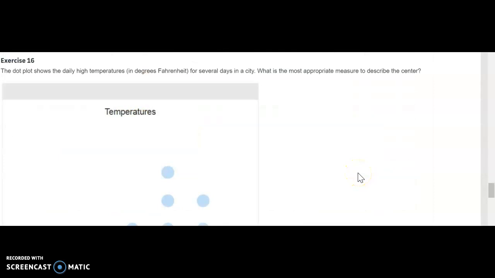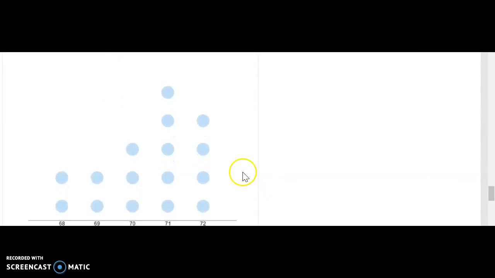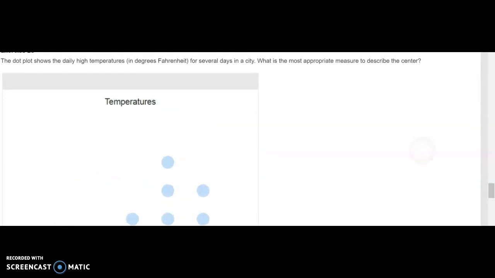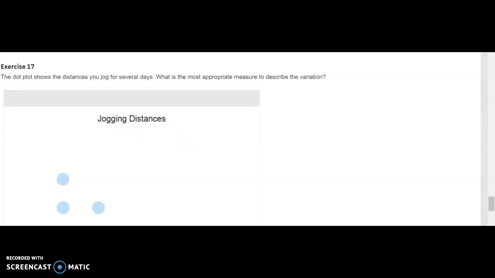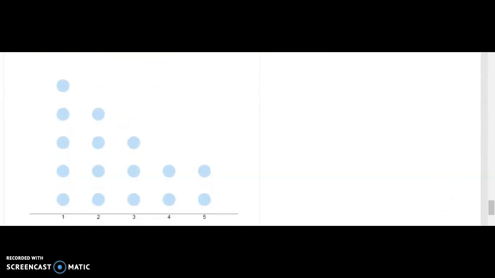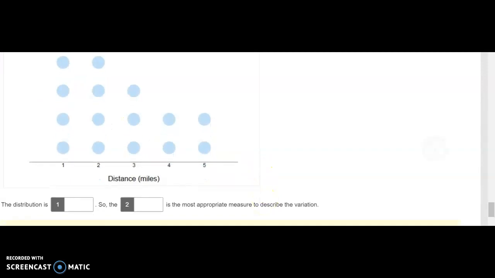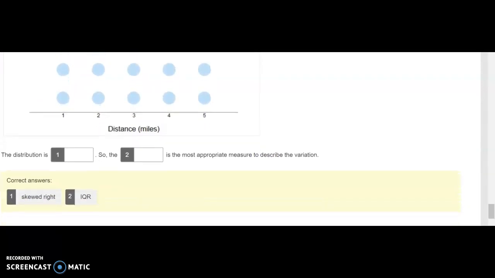The dot plot shows the daily high temperatures for several days in a city. What is the most appropriate measure to describe the center? So when we look at this, you can see that little sloping thing goes down. So it's skewing to the left. And the easiest, or the most accurate way to describe the center would be to count and then find where the median is, because that's going to be the center number. And this is one of those giveaways. When we look at it, we can describe the variation. We can see that it's skewed to the right. See, it's kind of coming down to the right. And then we can also see that the most appropriate measure, and I'm going to give it to you, is IQR.